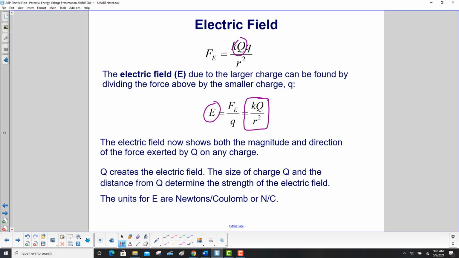The electric field now shows both the magnitude and direction of the force exerted by Q on any charge. Q creates the electric field. The size of charge Q and the distance from Q determines the strength of the electric field. The units for the electric field are newtons per coulomb, or N/C.